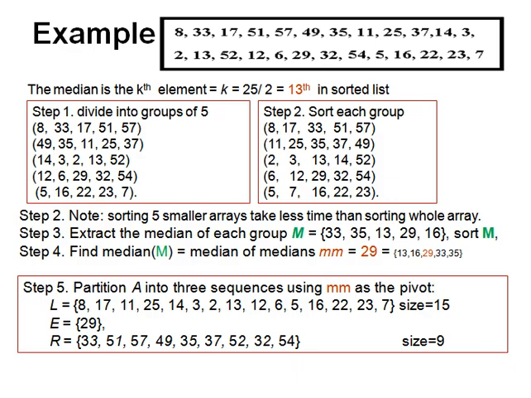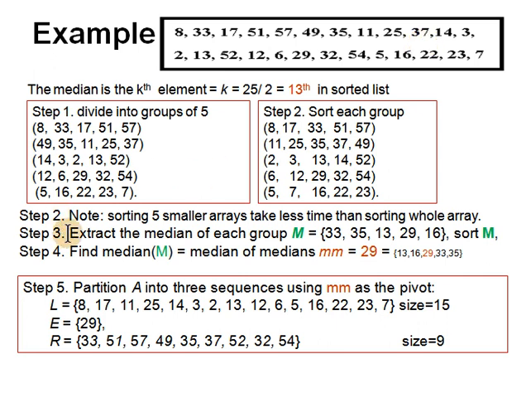So let's look at an example. You've got 25 numbers, and the kth element would be 25 by 2, which is the 13th element in the sorted list. First we divide these numbers into groups of 5. We get 5 groups of 5. Then the second thing is to sort each of the groups. Notice sorting the 5 smaller arrays takes much less time than sorting the whole array; in fact, it takes linear time compared to n log n time.